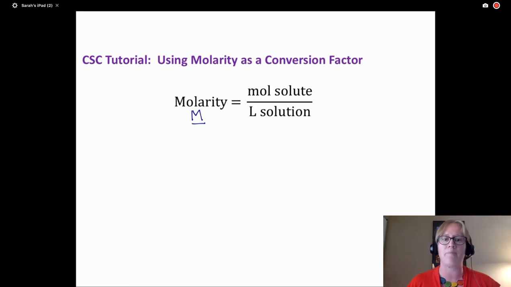volume of that solution. Now, you can solve molarity problems by treating this as an equation where you have 3 variables, molarity, moles of solute, and liters of solution, and you plug in any 2 and solve for the third. But what we're going to look at in this tutorial is how do we use molarity values as conversion factors.